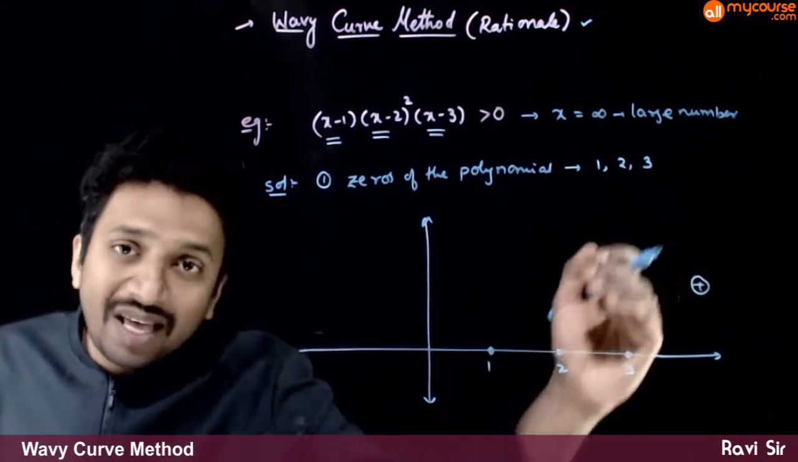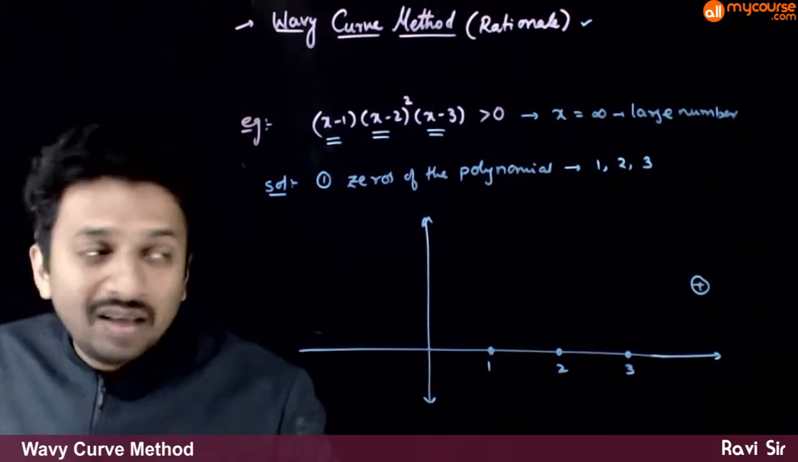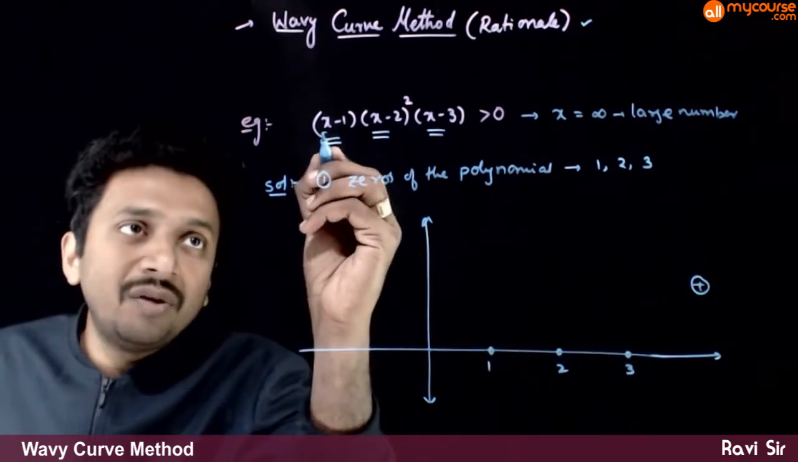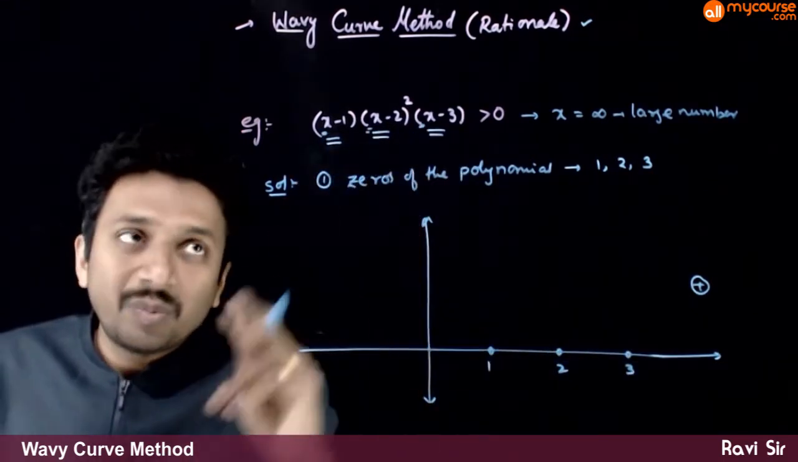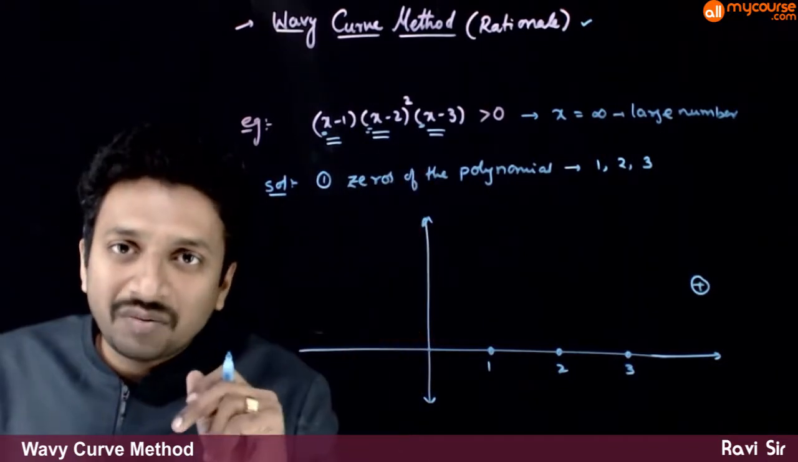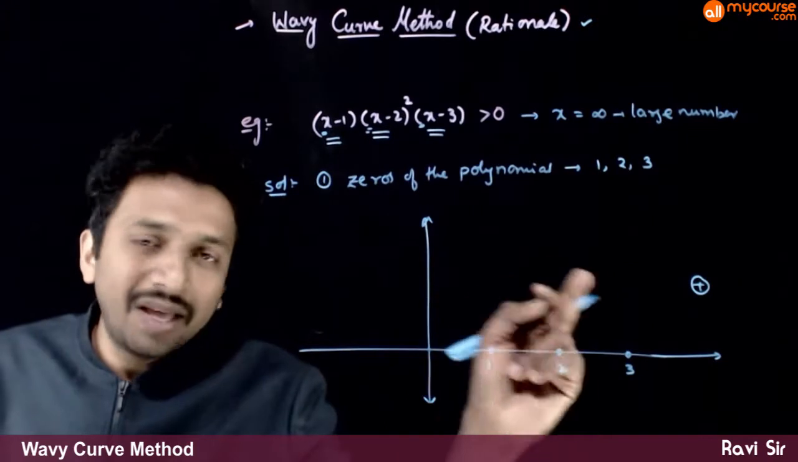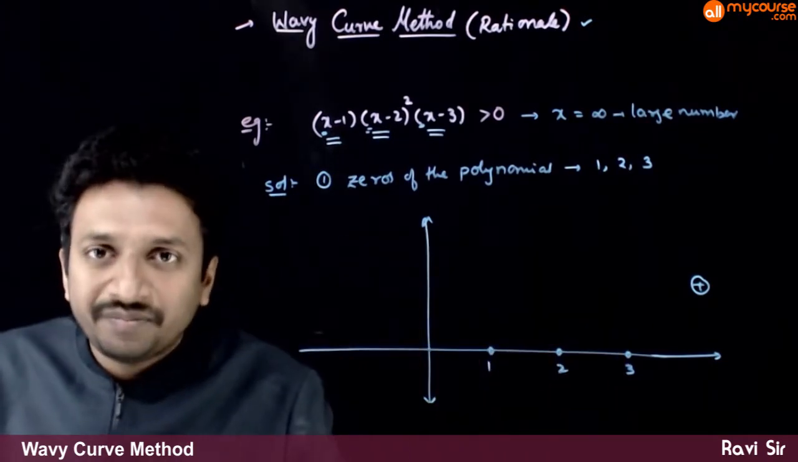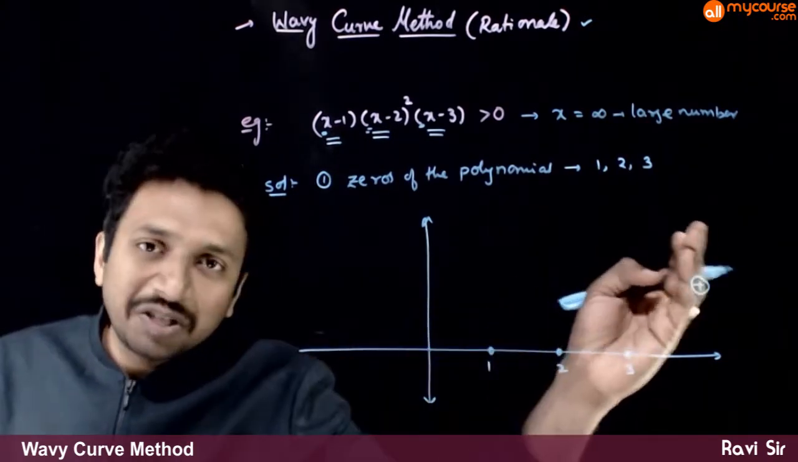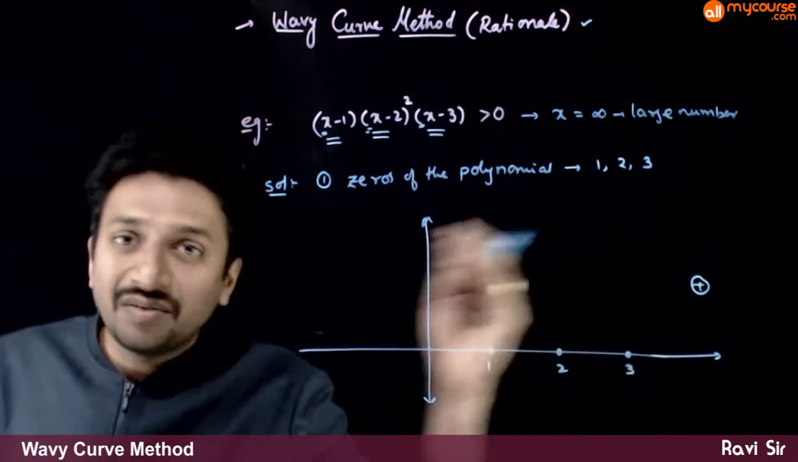That means the graph lies above the x-axis. This happens because all the leading coefficients are positive. So by making all leading coefficients positive, what I am doing is, when x is a very large number, I am making the expression positive. So the value is positive when x is a very large number.